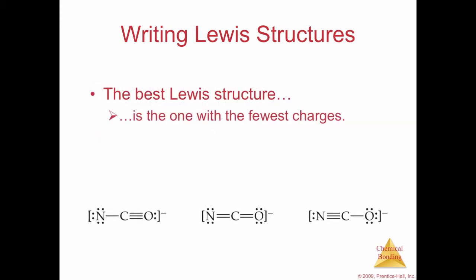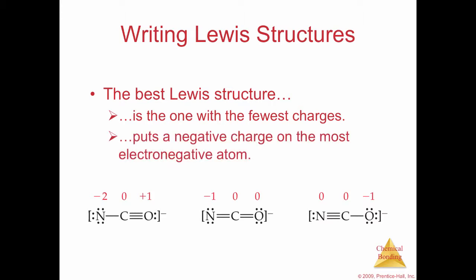The best Lewis structure is the one with the fewest charges. Okay, so here we have 3 different structures for a molecule. We need to determine which one we think is the best one. Not only will it have the fewest charges, but it's also going to put a negative charge on the most electronegative atom. And therefore, this is the correct structure because oxygen is more electronegative than nitrogen.